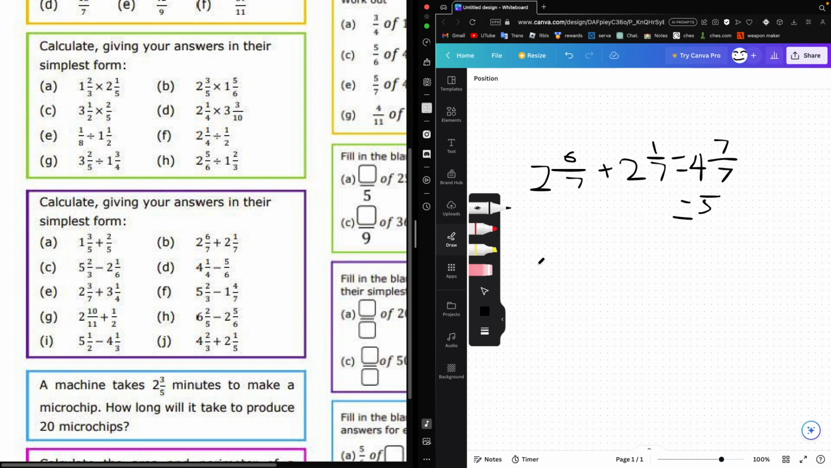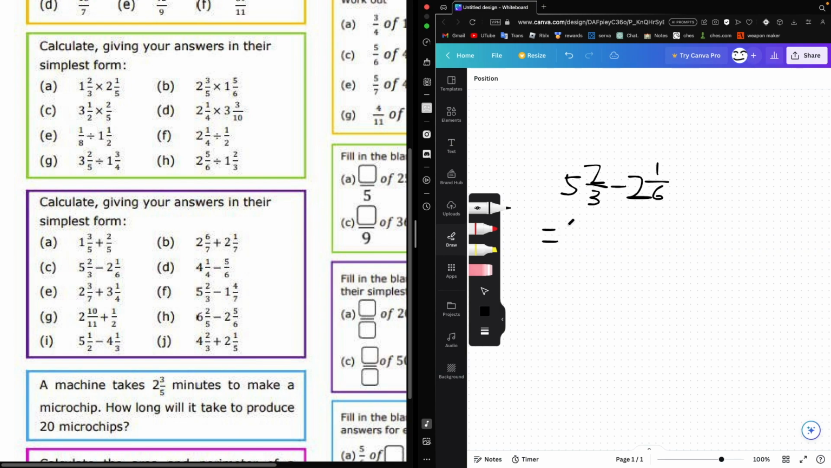So now C, we have, oh wait, let me erase this first, sorry. Okay, now C, 5 and 2 over 3 minus 2 and 1 over 6. This time the denominators are not the same, so I'll show you how to make them the same. So 5 minus 2, obviously it's just 3. And we need to make the denominators the same, right?